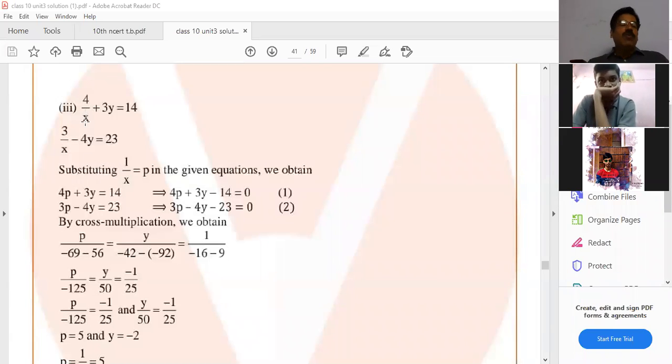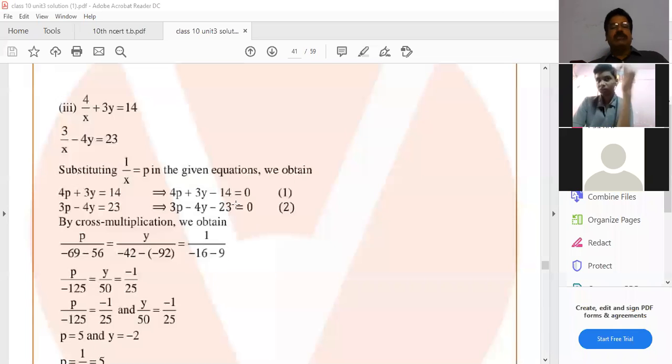Then our equation is 4 by x means 4 into 1 by x means 4p. 4p plus 3y equal to 14. Next 3p minus 4y equal to 23. This is our new equations. Now transpose minus 14, transpose minus 23. I told you when you are doing cross multiplication method, compulsory you have to transpose to equal to 0. Minus 14, minus 23 equal to 0. That should follow everyone. By cross multiplication method you have to transpose the constant numbers to the LHS compulsory.